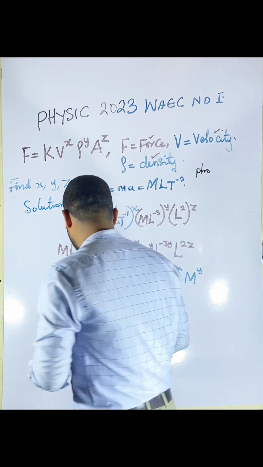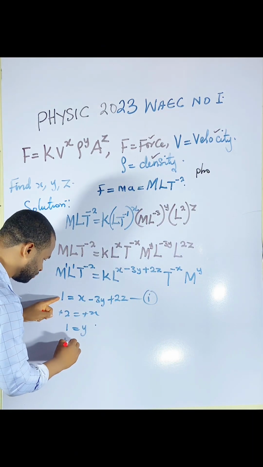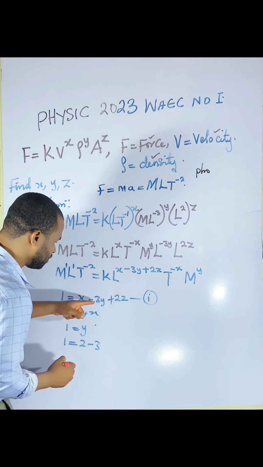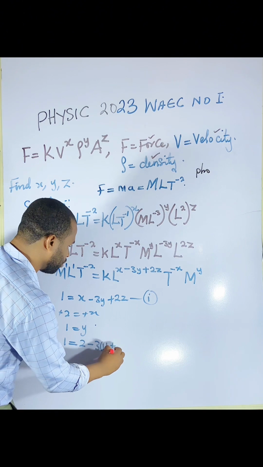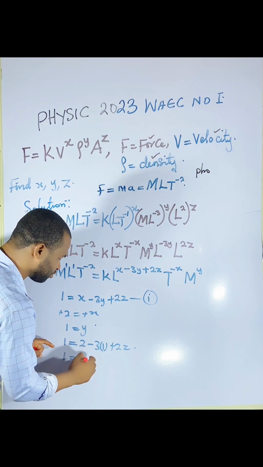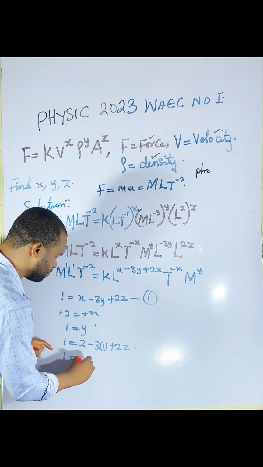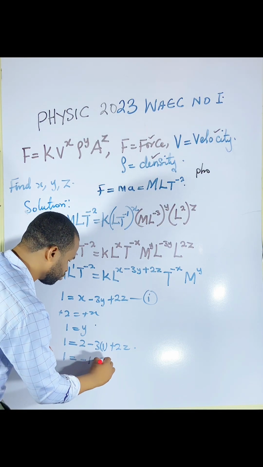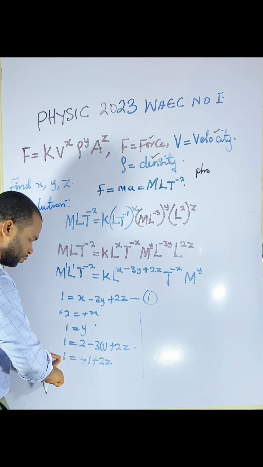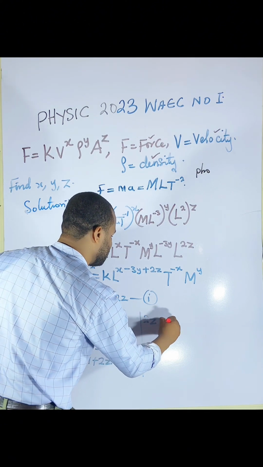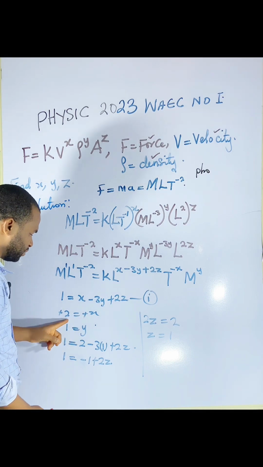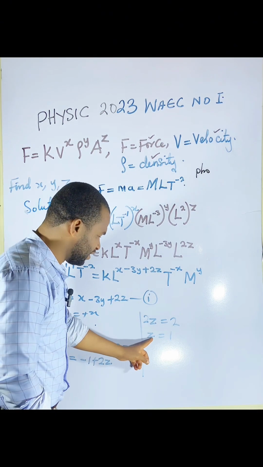So what should I do? 1 is equal to x, which is already found to be 2, minus 3 times y, which is already 1, plus 2z. So 1 = 2 - 3 + 2z. Now 2 minus 3 is minus 1, plus 2z. This minus 1 moving over becomes plus 1, so 2z = 2. Therefore z is 1. Now I have found the value of x to be 2, y to be 1, and z to be 1.